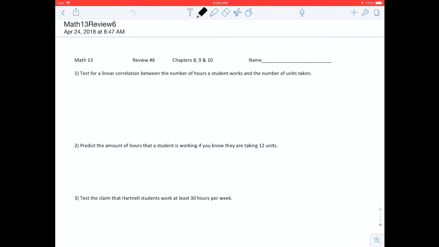So chapter 8 is claims about a mean. Chapter 9 is when you have two groups. And then chapter 10 is linear correlation. So the first thing to do with each problem is decide which chapter it is from. So linear correlation, that's chapter 10.